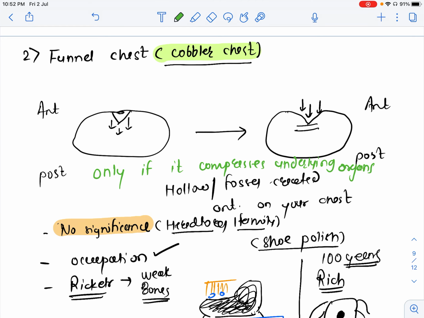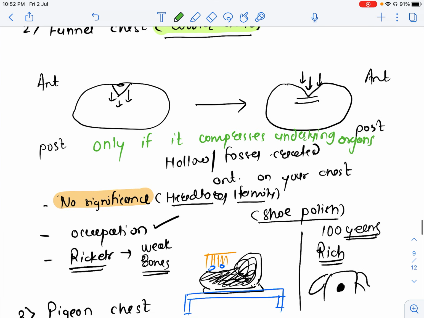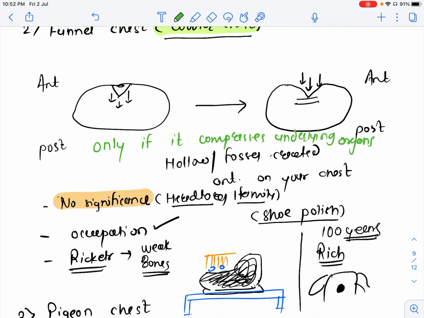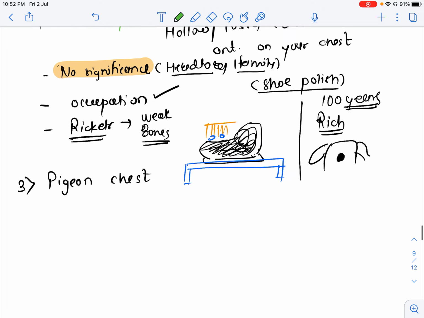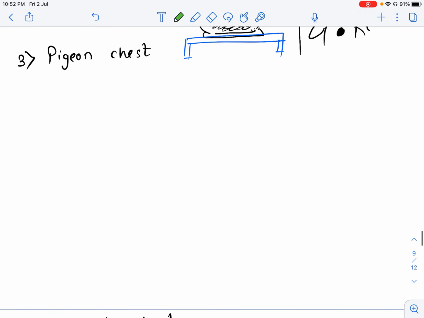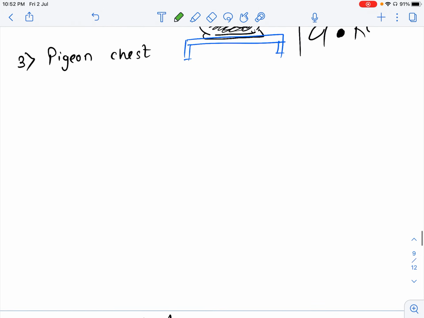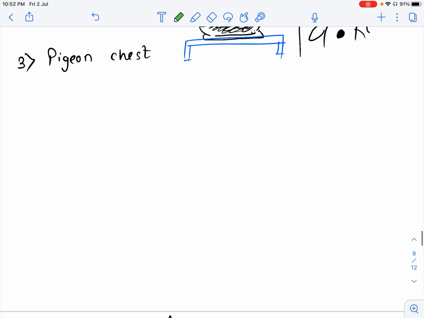Okay. So if it's compressing the underlying organ, then only it's of any significance. If it's not, then it's just an artifactual finding. Okay. Now, without wasting any further time, we'll come back to the third part, a pigeon chest.